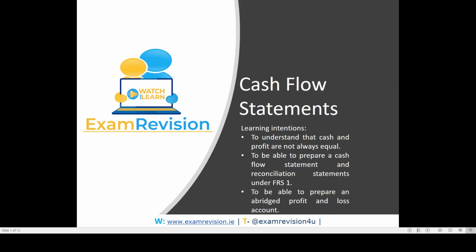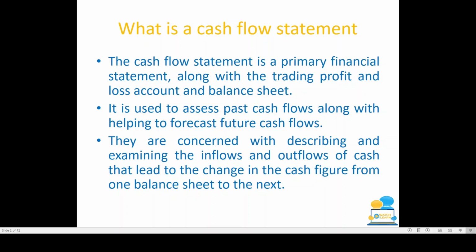Our learning intentions today are to understand that cash and profit are not always equal, to be able to prepare a cash flow statement and reconciliation statements under FRS 1, and to be able to prepare an abridged profit and loss account. So what is a cash flow statement?